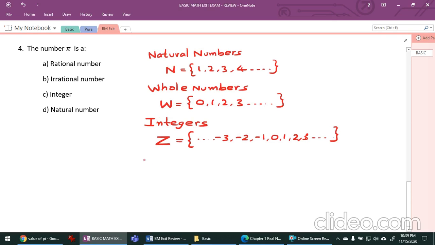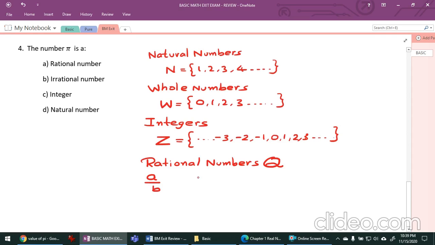The next one is called rational numbers. Rational numbers we will write Q. They are represented with the symbol Q. So what are rational numbers? Any number that looks like this, a by b, is a rational number. But a and b should be integers, and b should not be 0. You cannot have any points there.